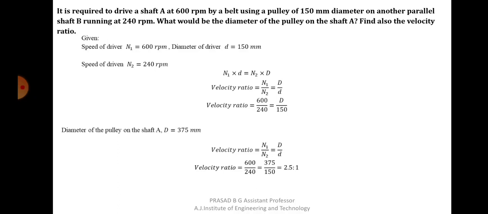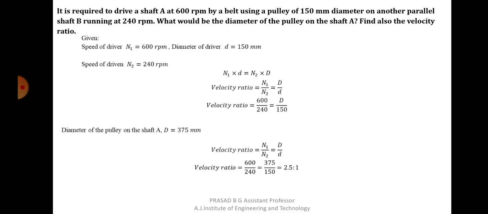See, read the question once again. It is required to drive a shaft A. Okay, it is required to drive a shaft A at 600 rpm. What is the meaning of that? NA or N1 in this case they have taken. So NA or N1 is 600 rpm. That means you need to drive one shaft A at 600 rpm. We don't know the diameter of that. By a belt using a pulley. That means there is another pulley which is driving this particular shaft, of 150 mm diameter. That means we are talking about another pulley whose diameter is 150 mm.